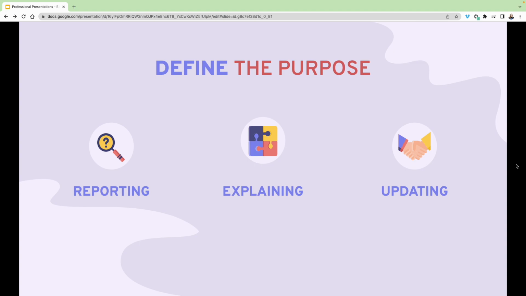So the explaining style is that you are explaining something to your audience. So your informational interview presentation falls a little bit between the reporting and explaining categories because you're sharing your experience, but you're also educating your peers through your presentation.